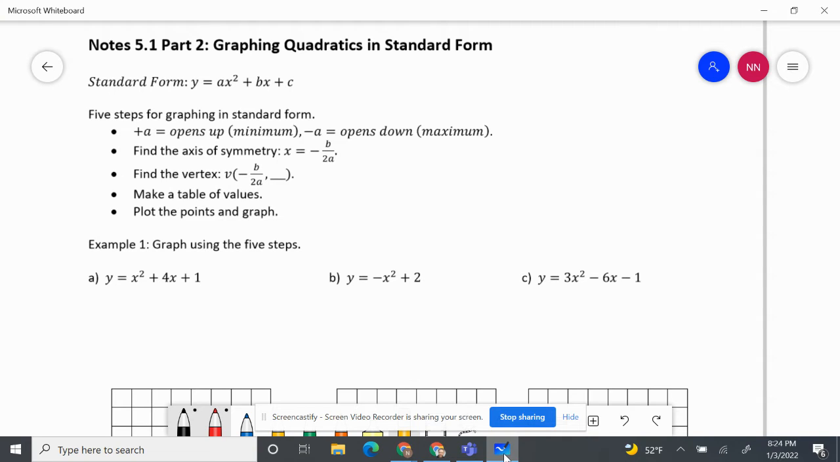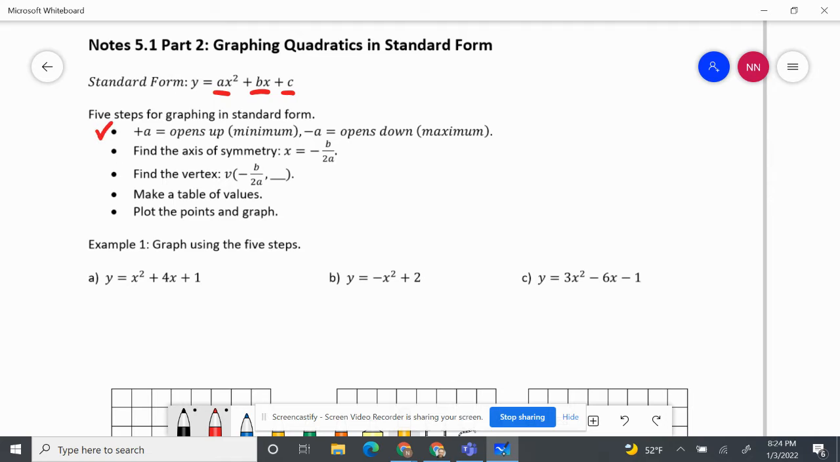What we're going to do today is graph quadratics in standard form. Standard form is our normal quadratic form, ax squared plus bx plus c. You may remember it from the quadratic formula. You're going to notice that a lot of these steps are similar to what we did yesterday.